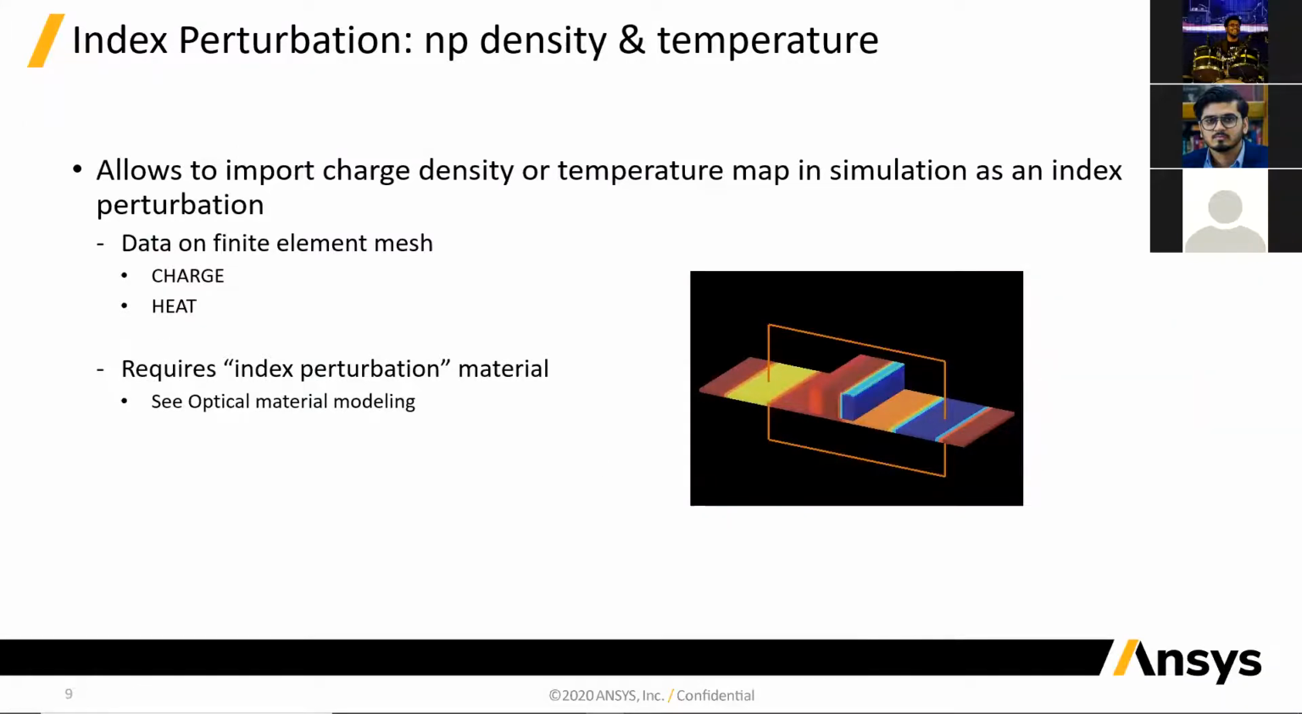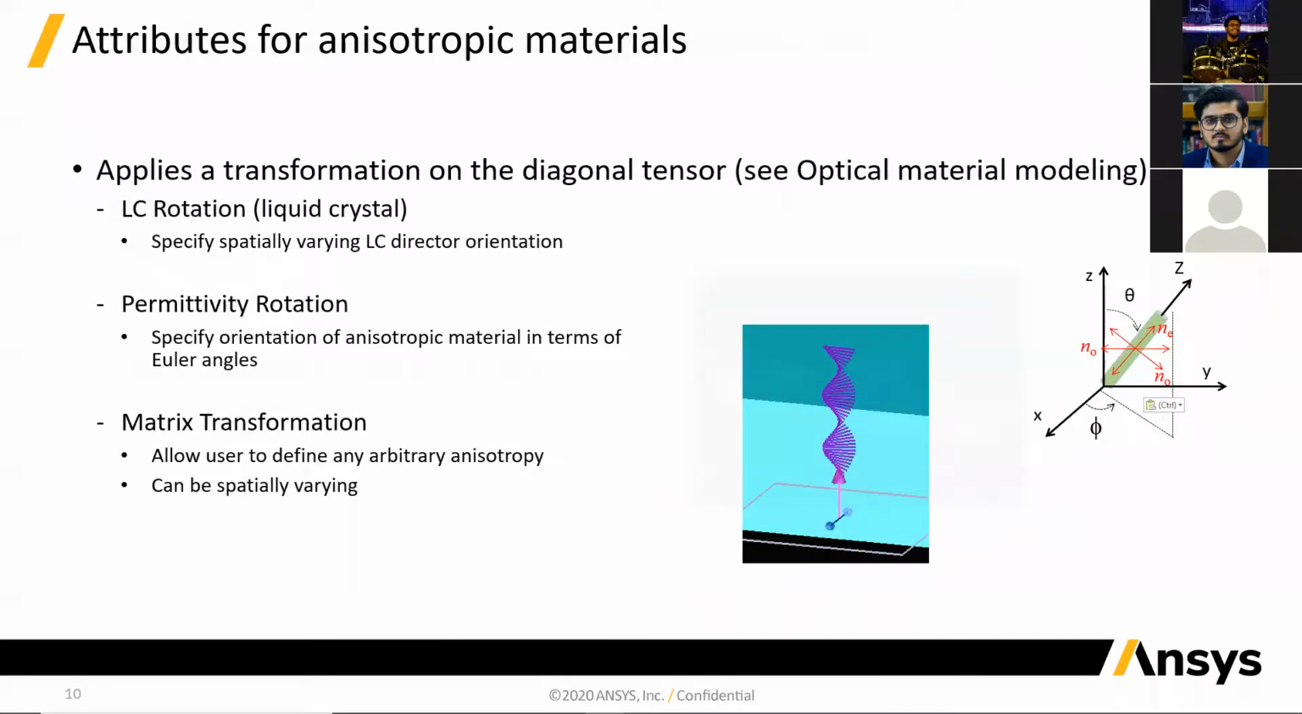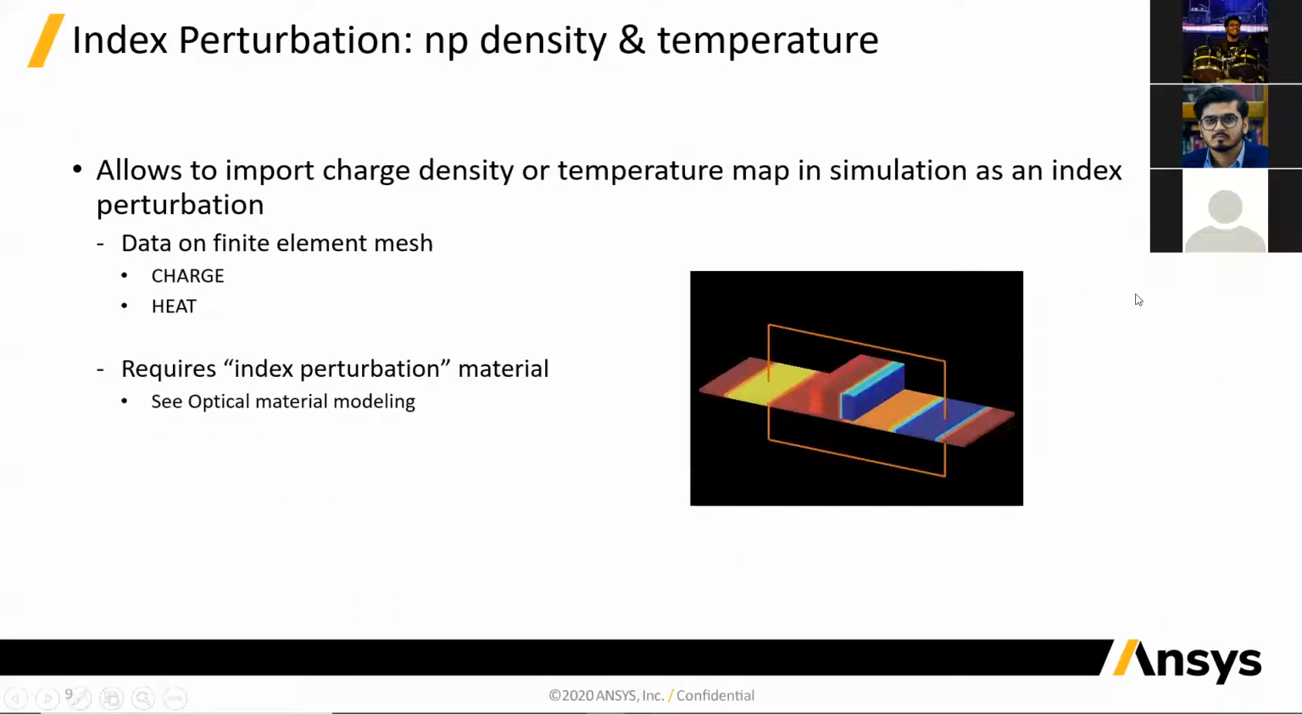So again, this is an example of the index perturbation, or NP density and temperature grid attribute. As I mentioned, you can bring in charge density information or thermal map from charge and heat. And then there is a material called index perturbation material. In the material database, you have to define how the index is going to vary for your silicon layer, let's say, when you have electrons and holes in the simulation that you have imported.